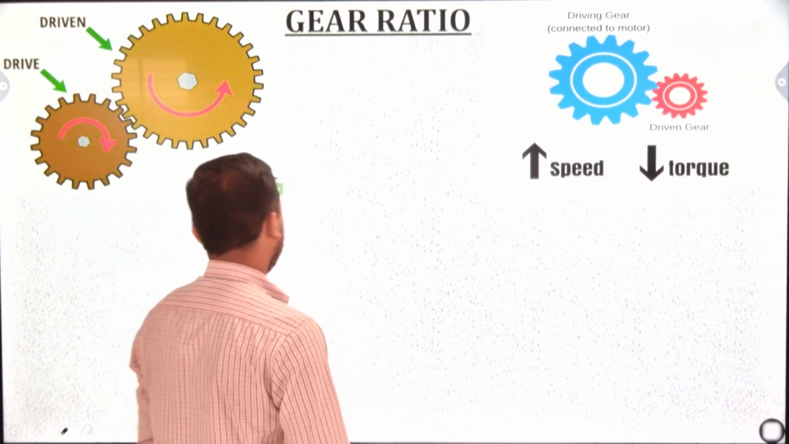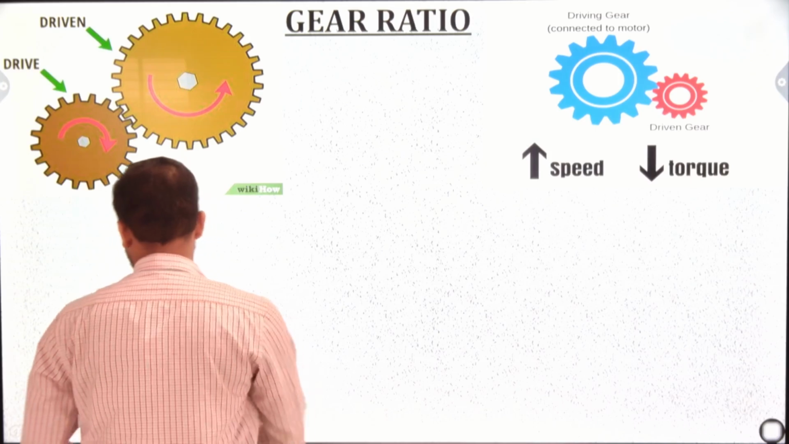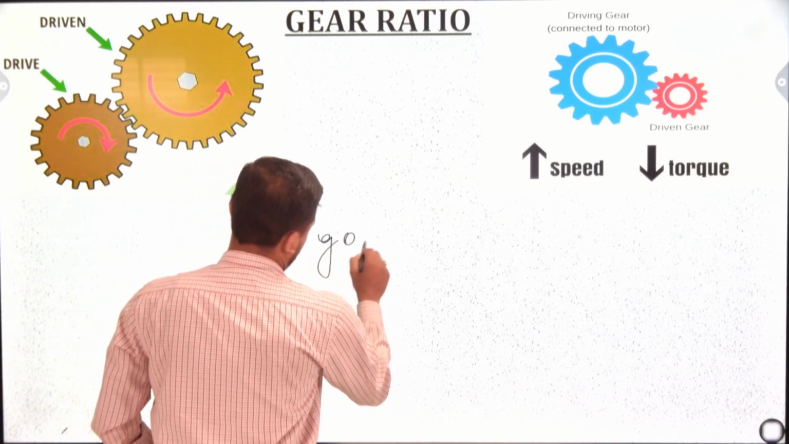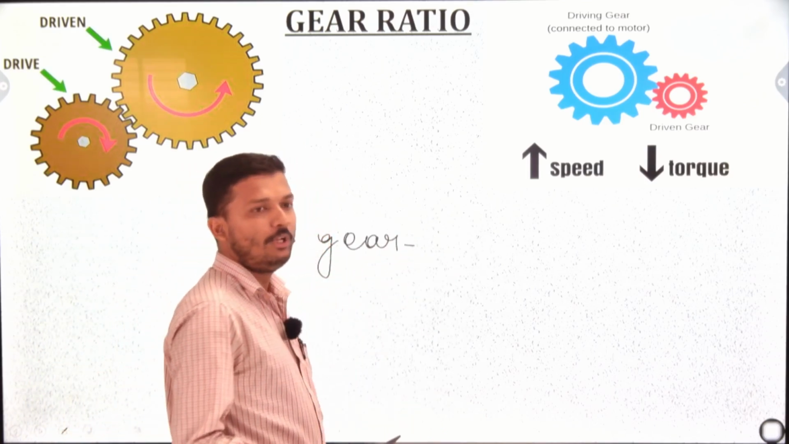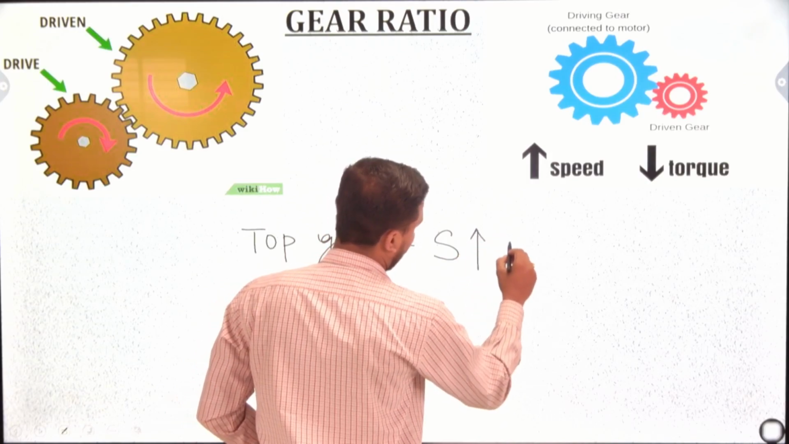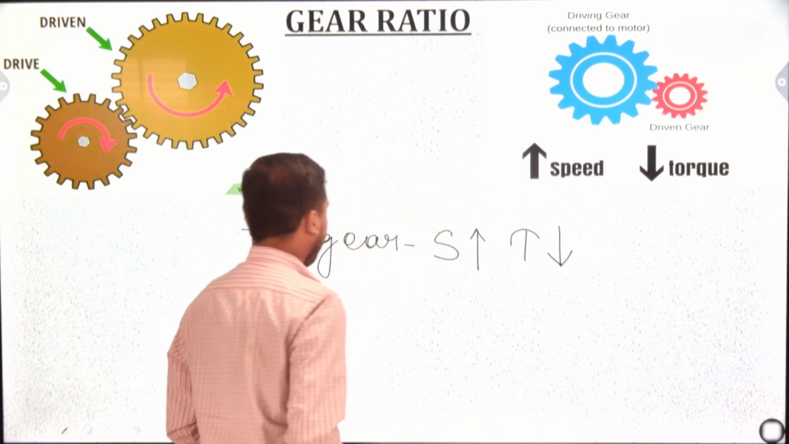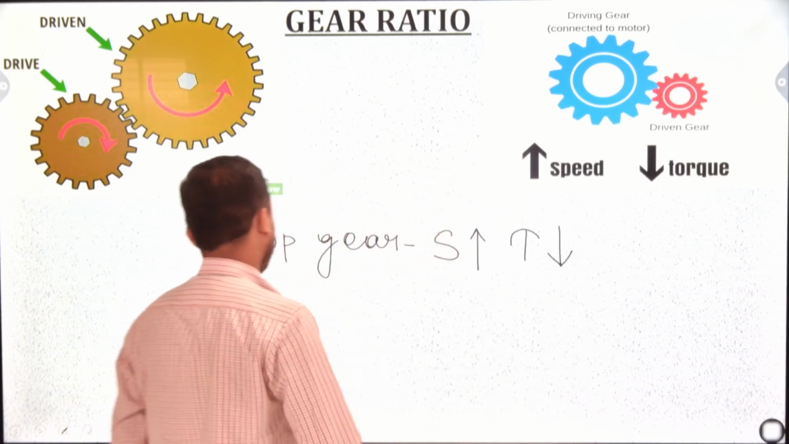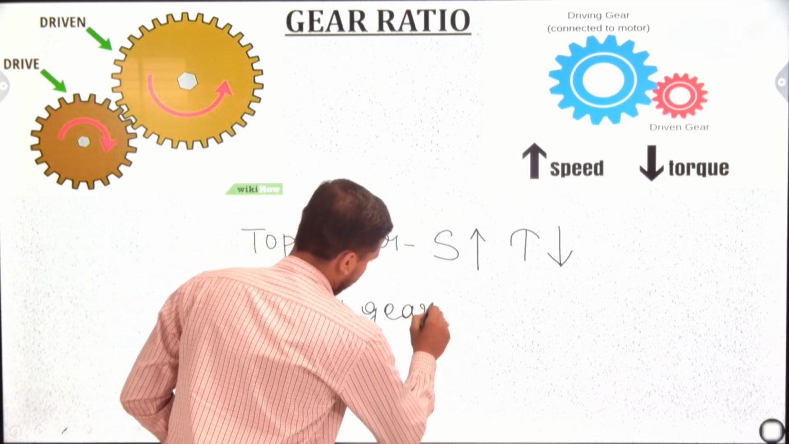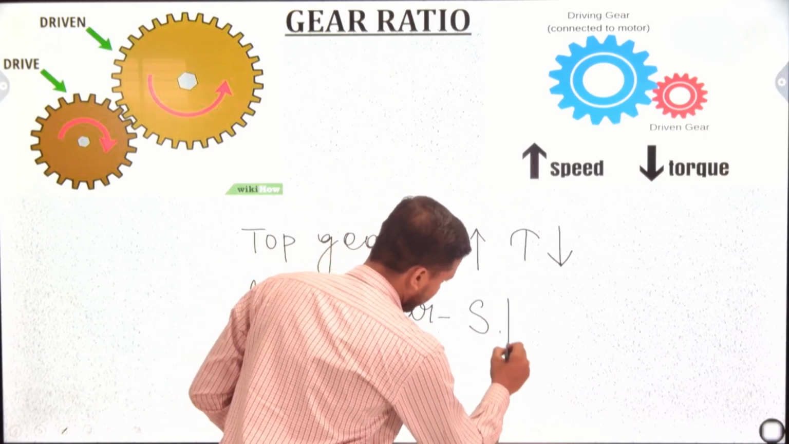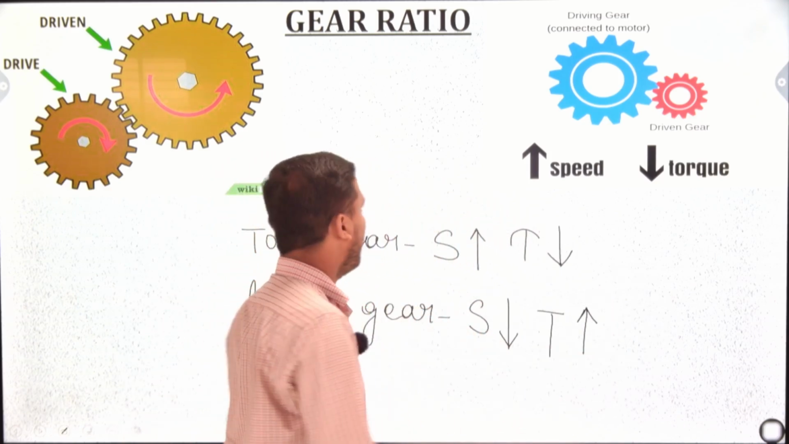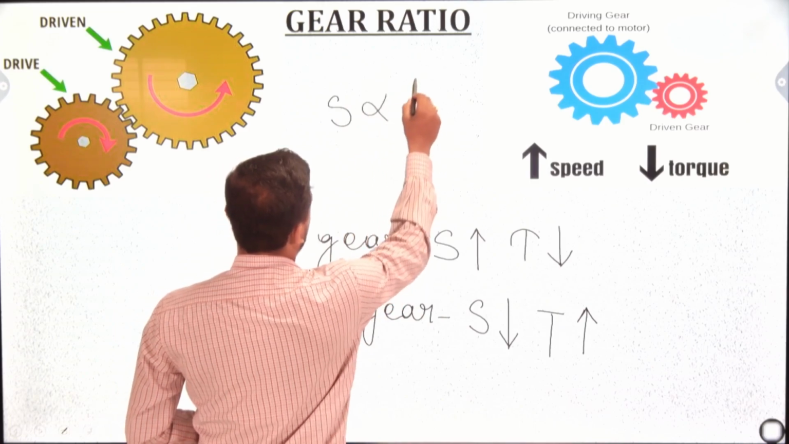In top gear, what happens? Speed will be more, torque will be very less. That is top gear. But at the first gear or lower gear, we get speed less, but torque very high. That is the only reason why speed and torque are inversely proportional.